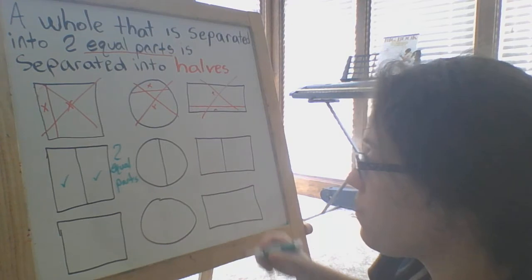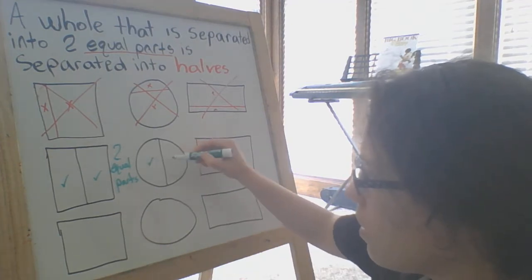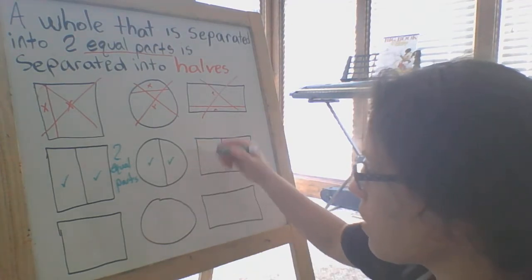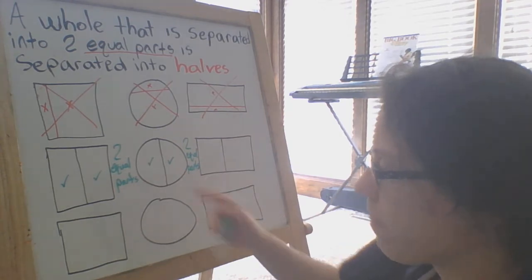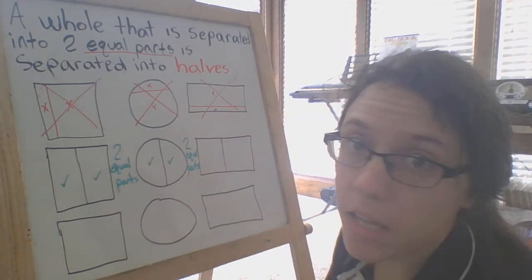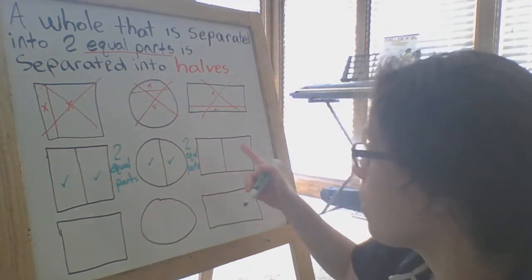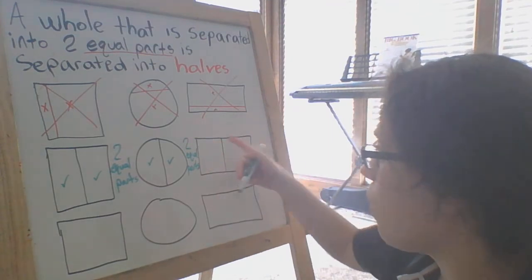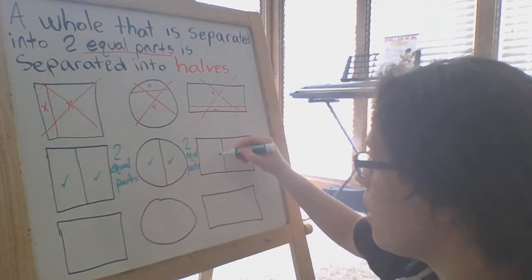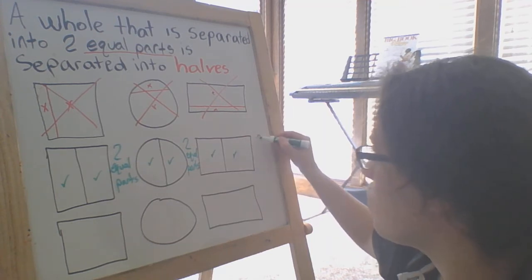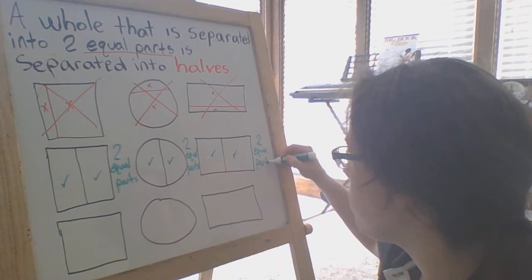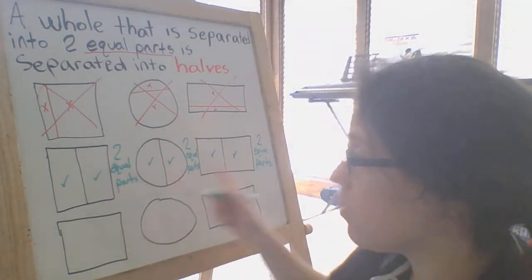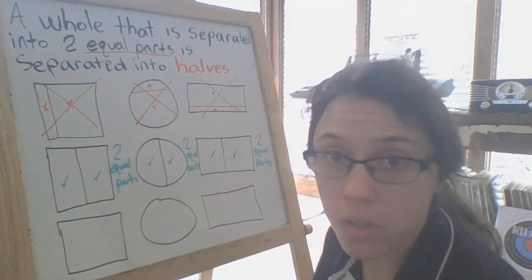Let's check out this one. Split. 1, 2, those parts are equal. 2 equal parts. That circle is in half. Got this whole rectangle separated 1, 2. 2 equal parts. So that shows you what a half looks like.